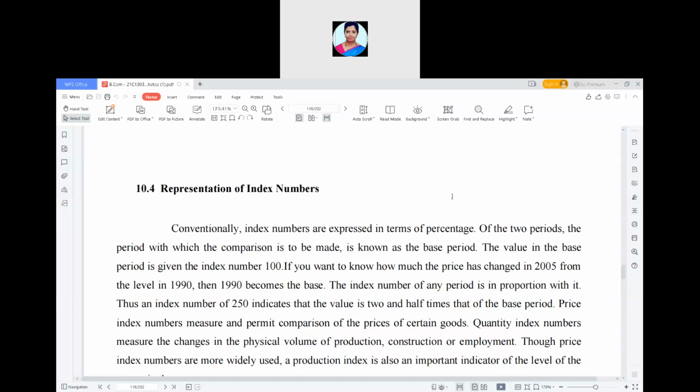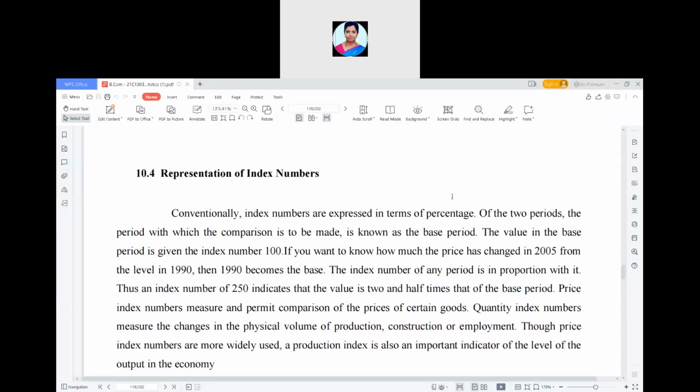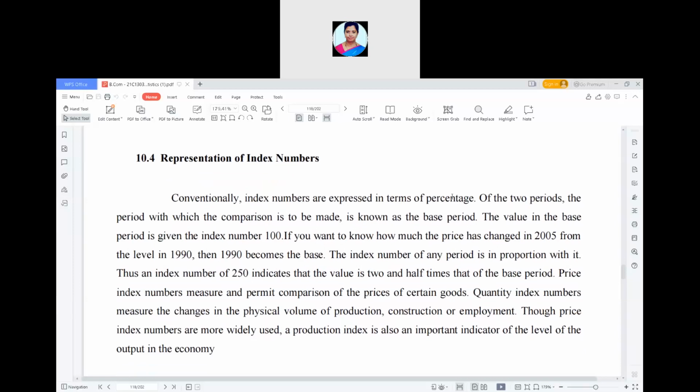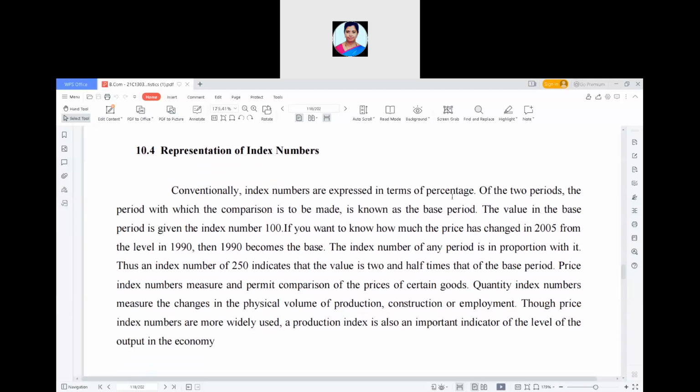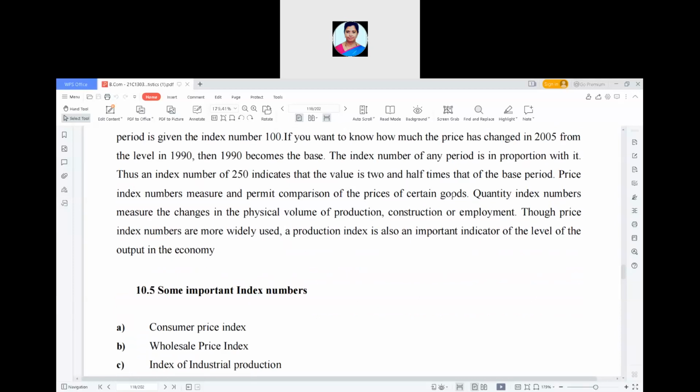So here we have the price index measures, which permit the comparison of prices of certain goods, and similarly the quantity index numbers measure changes in physical volume of production, construction, or employment. Though price index numbers are more widely used, production index is also an important indicator of the level of output in the economy.